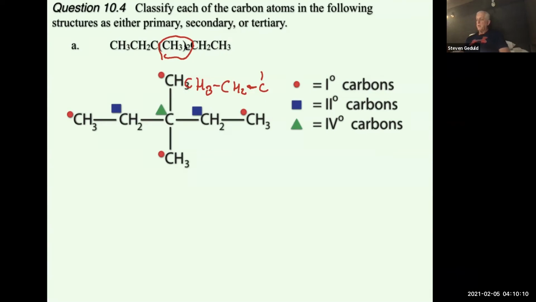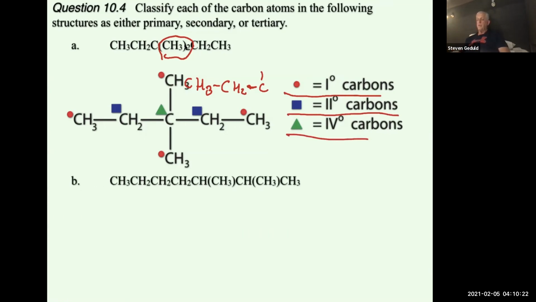Okay. But each of the red dots is a primary. Each of the blue squares is a secondary, and the green triangle is a quaternary. Okay. There's another one.